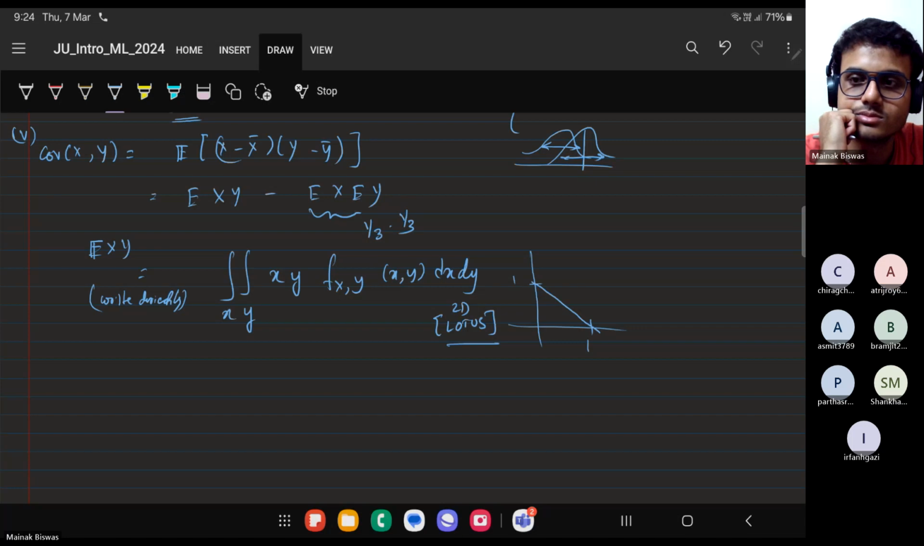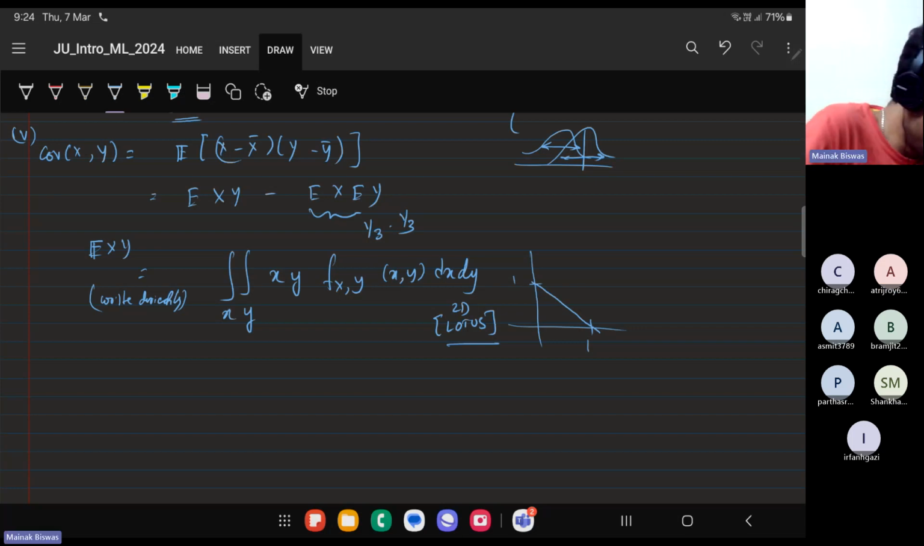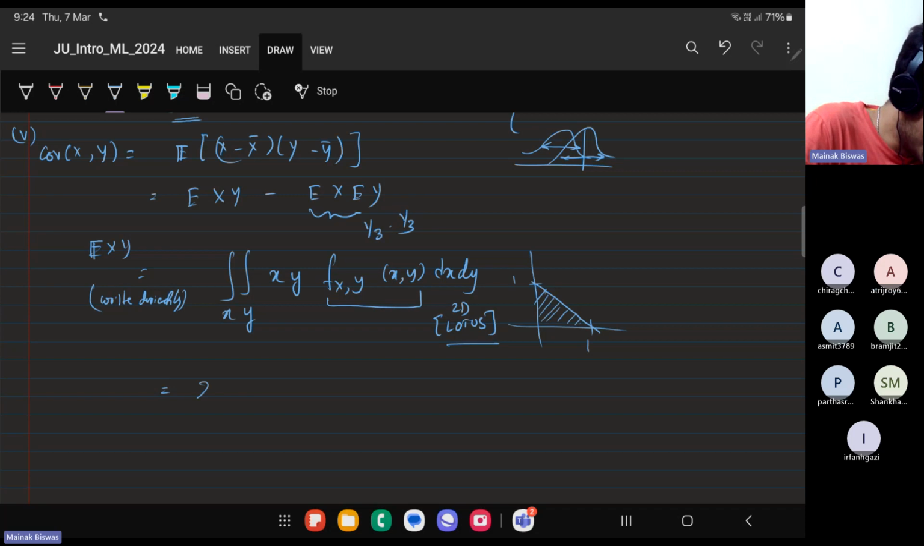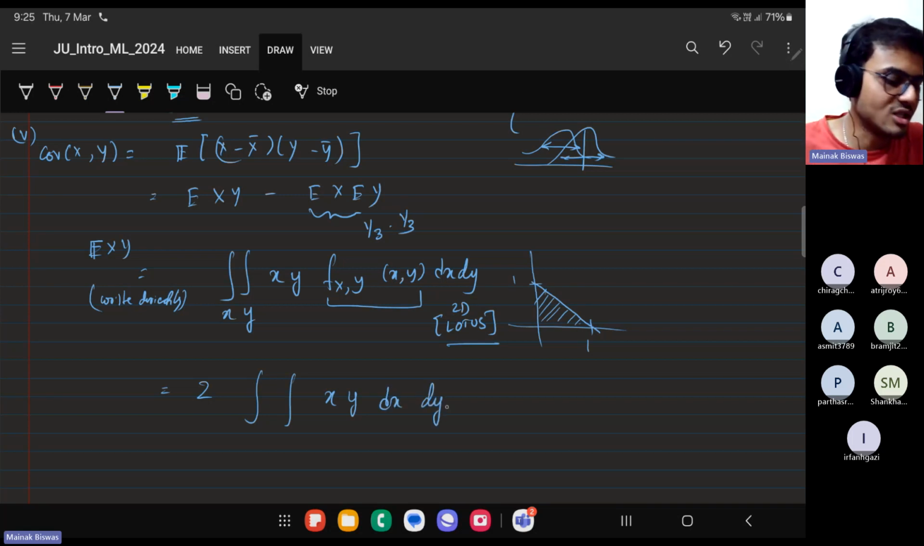No. Okay, then you tell me what would be the ranges of the integral. What is f of xy? That value we have already seen. What is the density value? It is uniform, so it is 2. So 2 I'll take outside. Integral of xy dx dy. Now tell me what would be the ranges of the value.